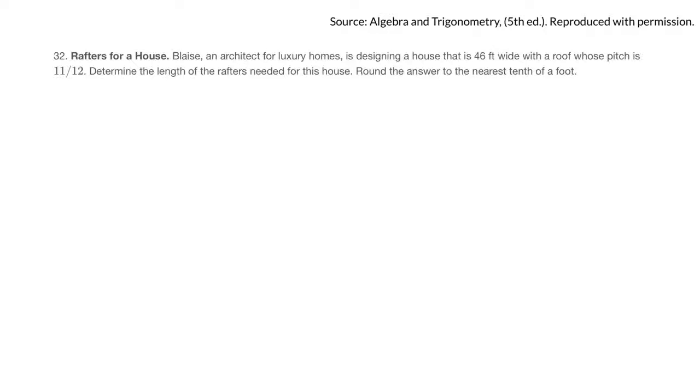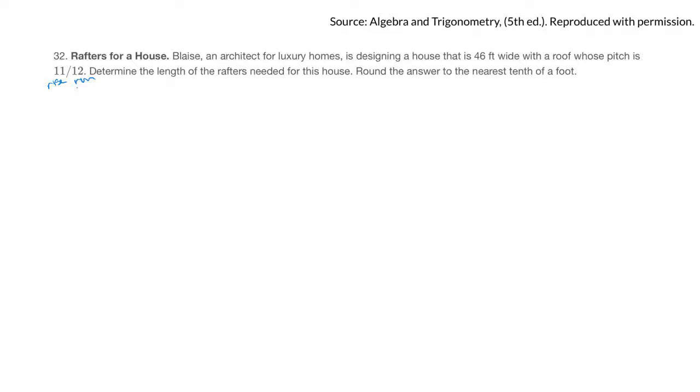Okay, here's another one. An architect designed a house 46 feet wide. Oh, this might not be the exact question you had, but it's similar. With a roof whose pitch is 11 by 12. So that means 11 rise and 12 run. Determine the length of the rafters needed for this house.